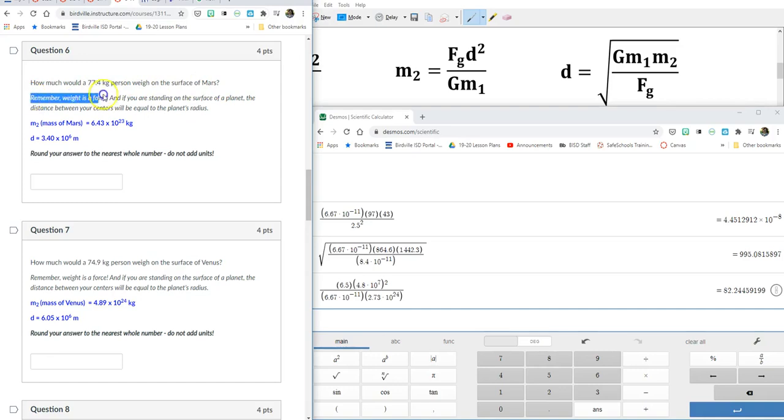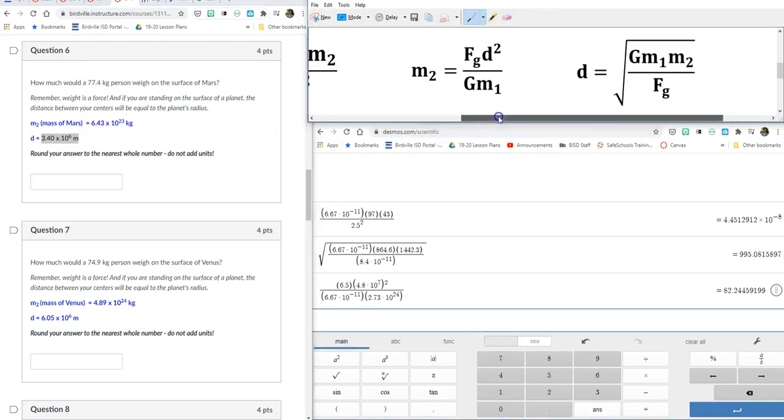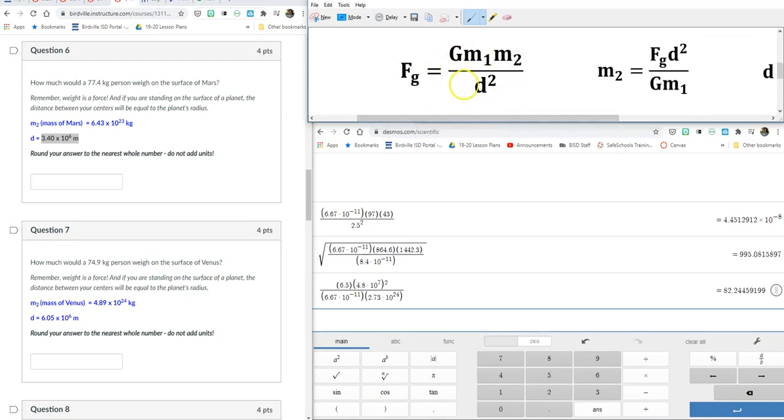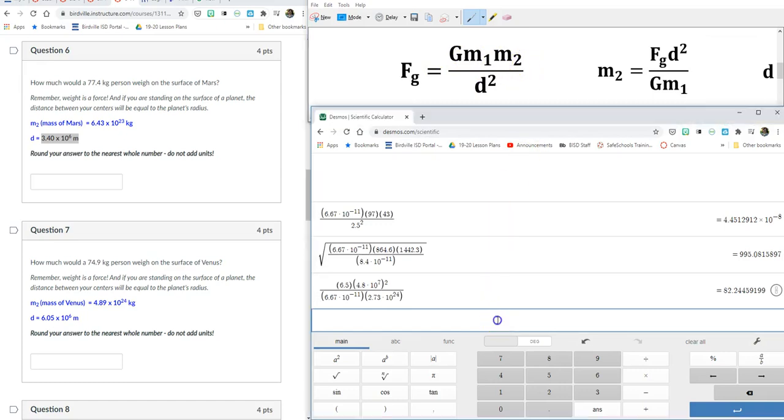Okay, and I've given you some additional information here. Weight is a force, so if you're looking for weight, you're looking for force. If you're standing on the surface, the distance between your centers is the planet's radius, so D is the radius. You've got mass here for the person, mass here for Mars, and a distance here, that's the radius of the planet. So we're looking for force. Come back over here to our original equation, G times M1 times M2 divided by distance squared. So I'm going to plug all that in my calculator.